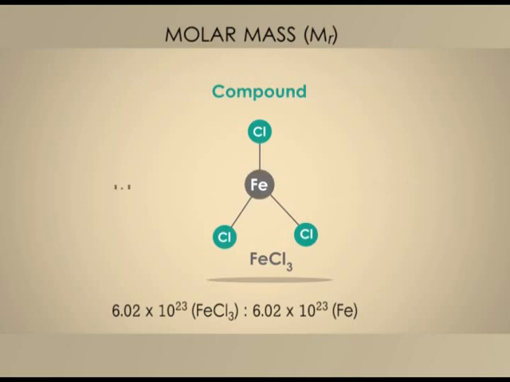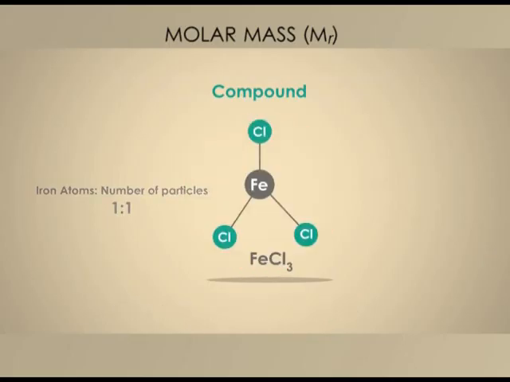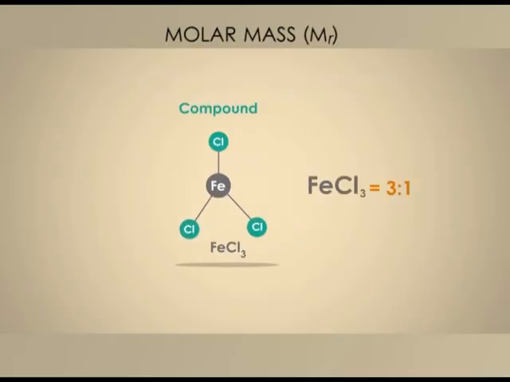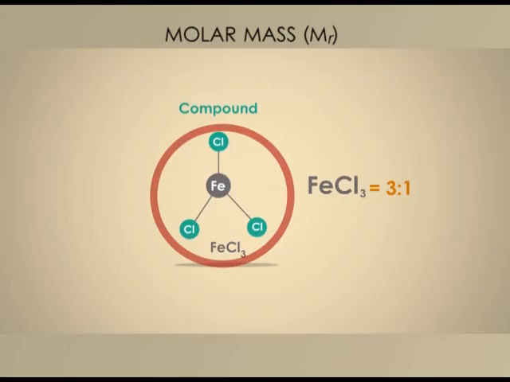The ratio of iron to iron 3 chloride is 1 to 1. What about chlorine atoms? The ratio is 3 to 1. There are 3 chlorine atoms per formula unit. For every mole of iron 3 chloride, there are 3 moles of chlorine atoms. So if you had 6.02 times 10 to the power 23 particles of iron 3 chloride, then there will be 3 times 6.02 times 10 to the power 23 chlorine atoms.